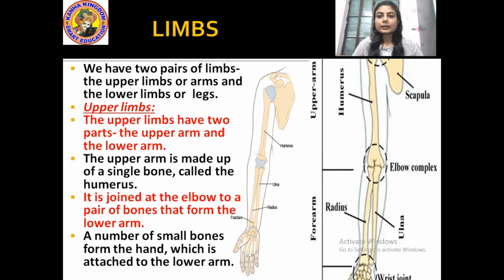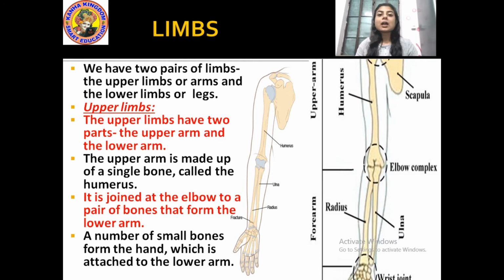Alright? And students, a number of small bones form the hand, which is attached to the lower arm. Small bones means the bones that you have in the fingers, attached to the radius and ulna, which form the fingers and the palm, the bones in your palm. These are the bones attached to this radius and ulna. So this is the upper limb. Upper limb means the arm or the hand. The bones of the arm or the hand are called the upper limb.